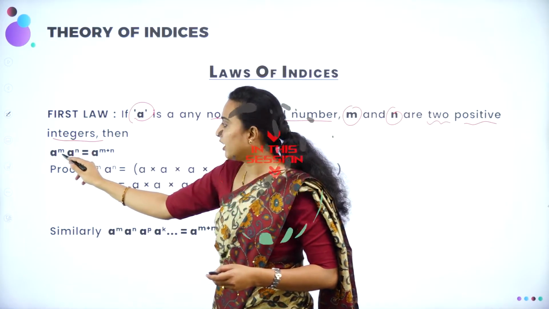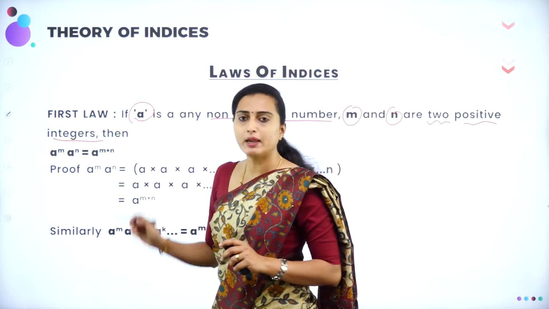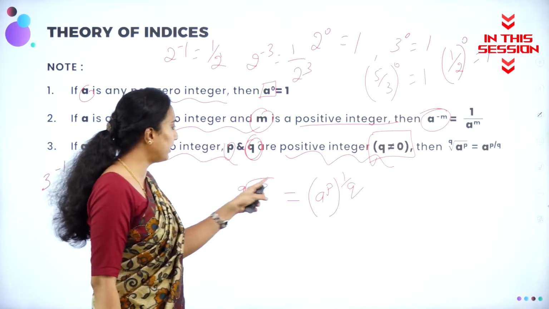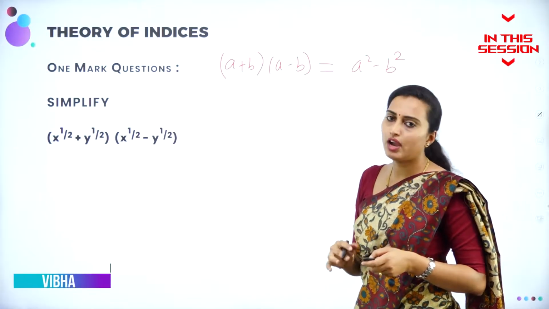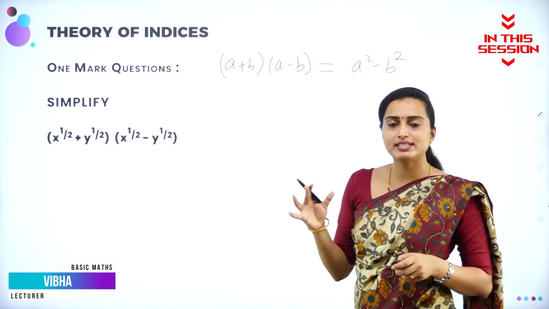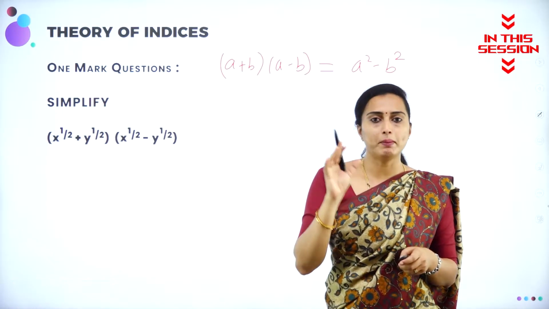a power m dot a power n will be written as a power m plus n. This q root, if I remove it, can be written as to the power of 1 by q. Accordingly, we are going to write it as a replaces x power 1 by 2, b replaces y power 1 by 2.